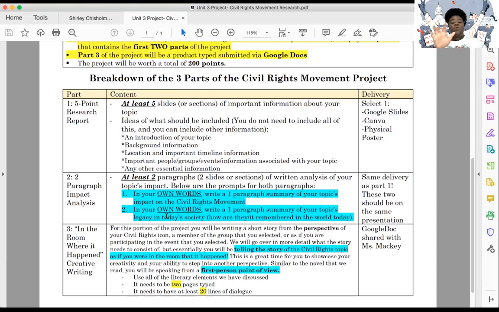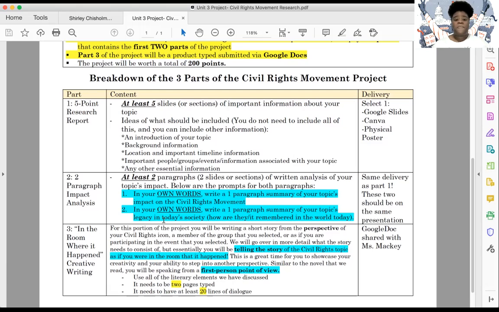But you are going to write 2 paragraphs, and this can either be 2 slides or 2 sections, depending on how you want to do it, of written analysis of your topic's impact. Here are what your 2 paragraphs need to be about. Pay attention. Paragraph 1, you're telling me about why your topic or your person was important during the civil rights movement. What did they do? Why was it important? How did it help people achieve rights? I will show you when I do my Shirley Chisholm presentation.